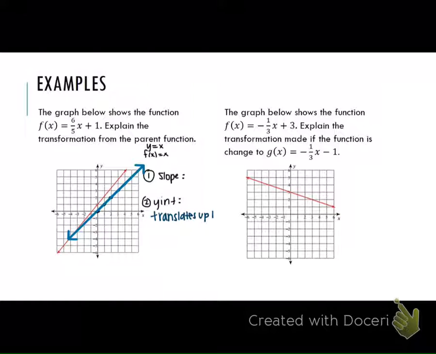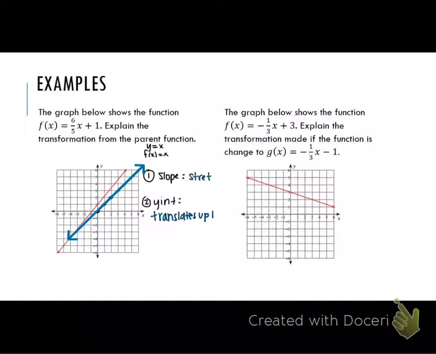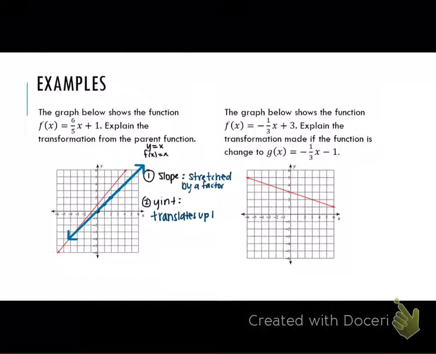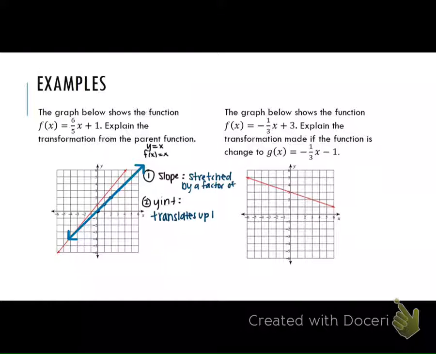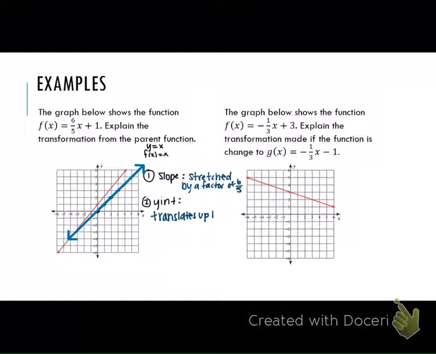How is its slope changed? Is it stretched or is it compressed? Is 6/5 more than 1 or between 0 and 1? Yeah, it's stretched, because 6/5 is a little bit more than 1. Just a little bit, right? So it's stretched by a factor of 6/5. So it's steeper, which means it's stretched by a factor of 6/5. Is it reflected at all? No.